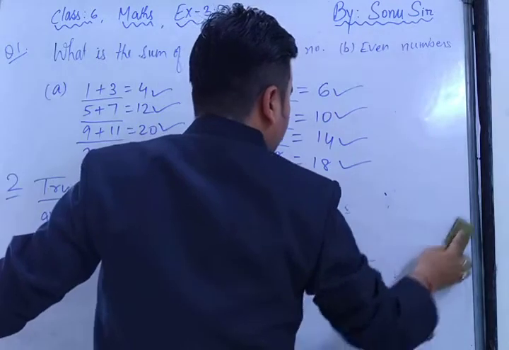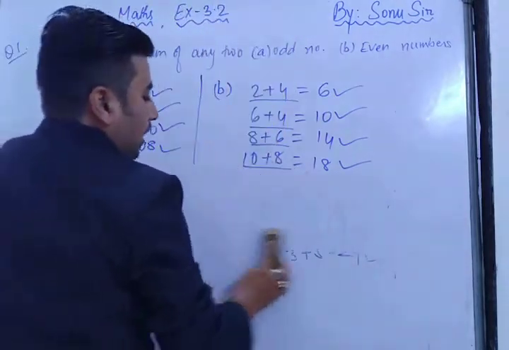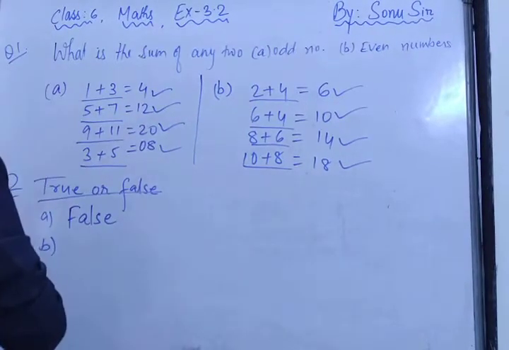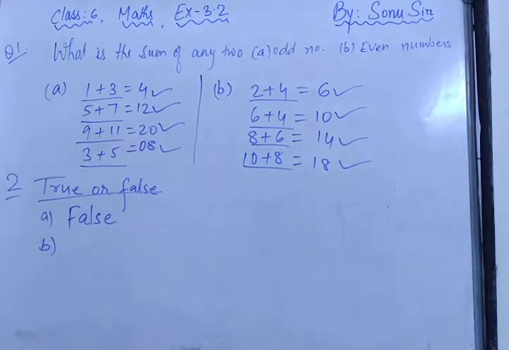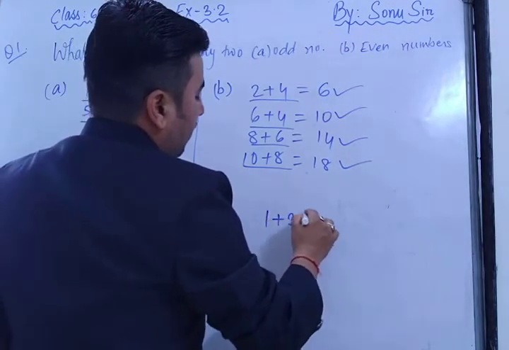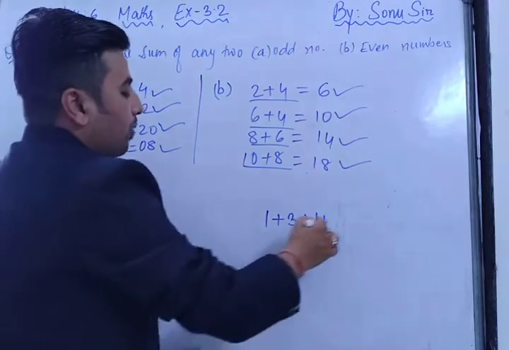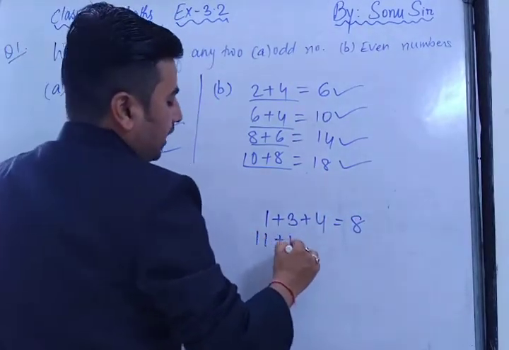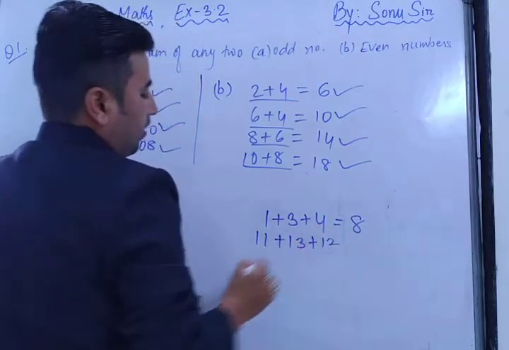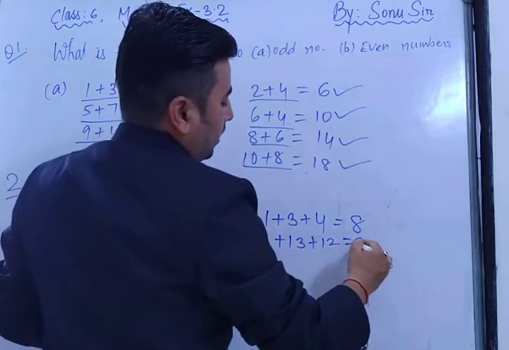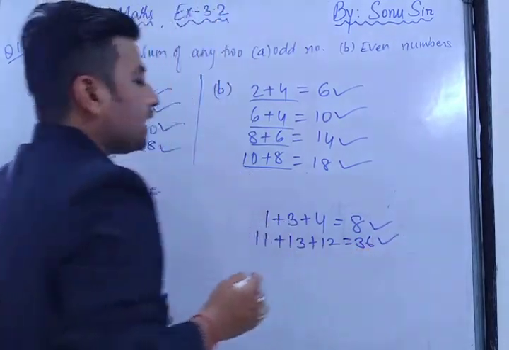So question B is saying, by doing the sum of 2 odd numbers and 1 even number, for example 1 plus 3 and 1 even number 4: 1 plus 3 is 4, 4 plus 4 is equal to 8. Take any odd numbers, 11 plus 13 plus 12. Okay, so 11 plus 13 is 24, 24 plus 12 is 36. So you are seeing the result is an even number.